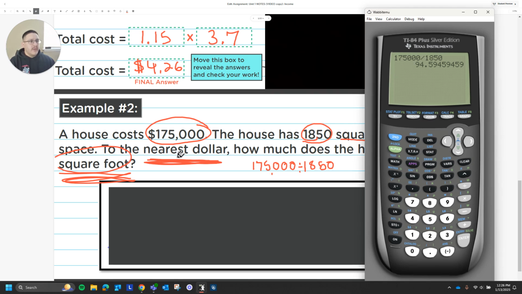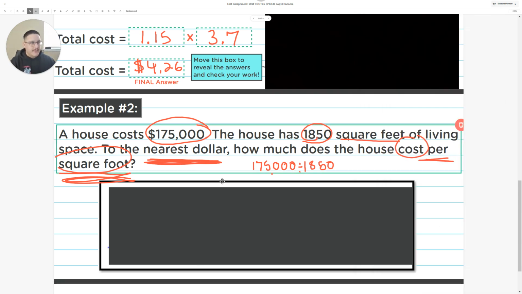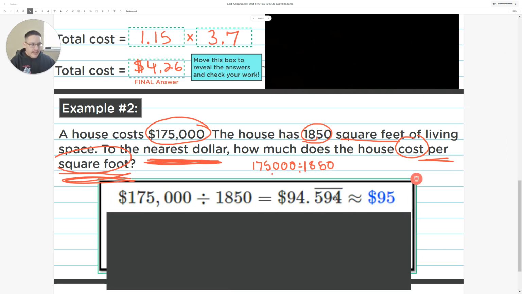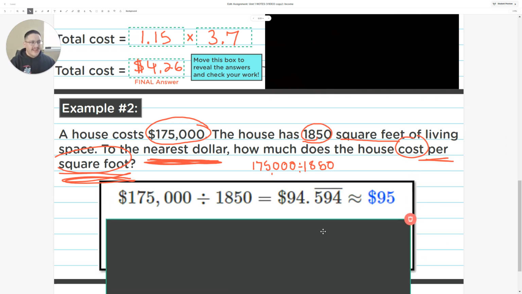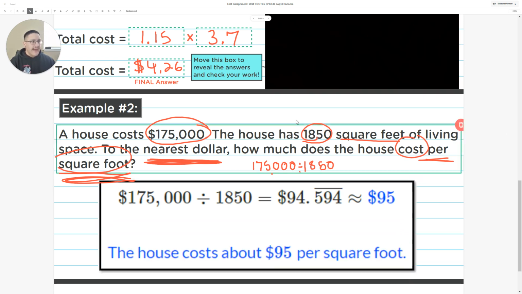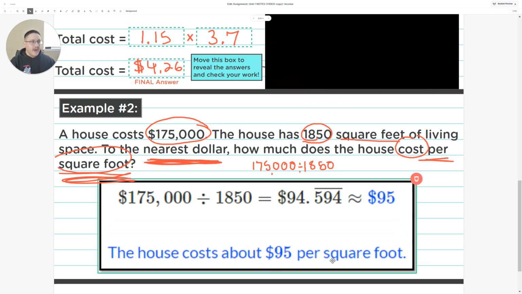However, it wants us to round to the nearest dollar. The nearest dollar is this first 4 to the left of the decimal place. So the number next to it is going to help determine whether we round up or down. Because that number is a 5 or greater, that 4 will round up to 95. So, again, this is what we have right here. It'll round up to $95. The house costs about $95 per square foot. That's it for example 2.